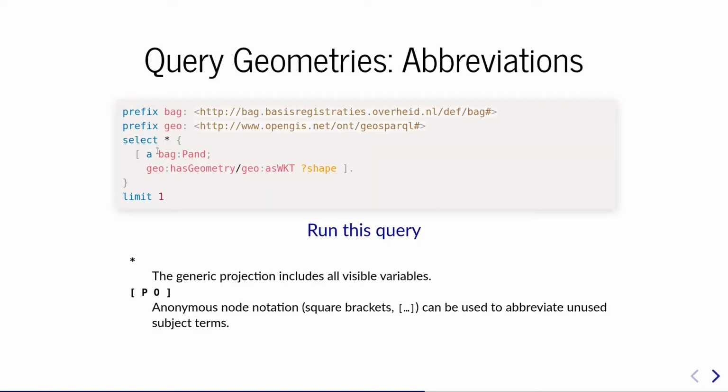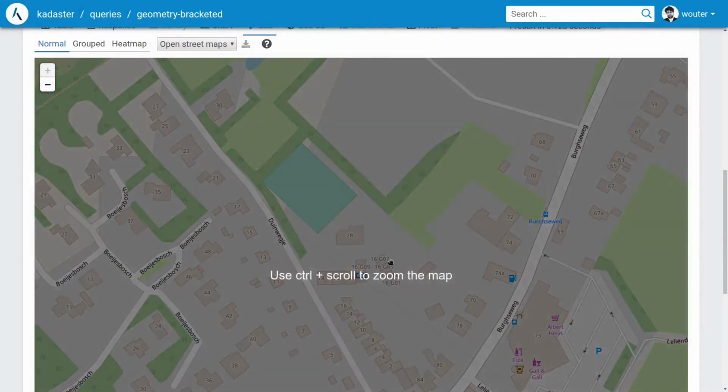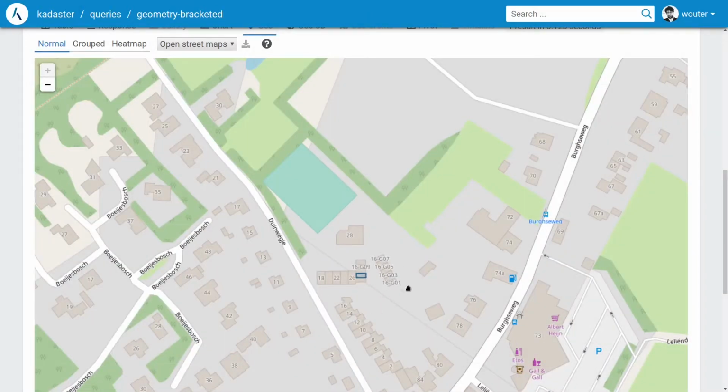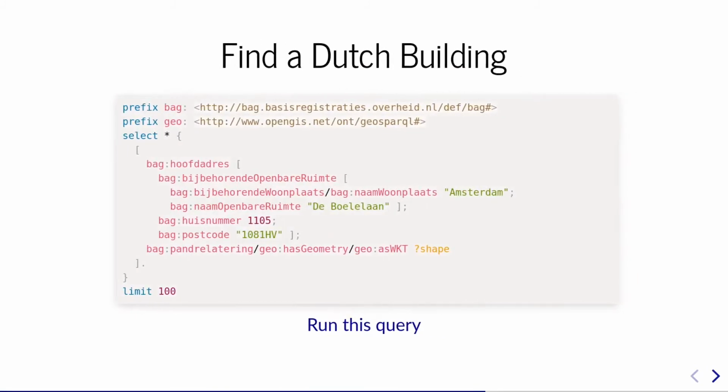Now, with these three modifications or three abbreviations, so with the generic projection star, with the anonymous node square brackets, and with the forward slash abbreviation, we have exactly the same query, returning us exactly the same result. So again, an arbitrary building in the Netherlands. However, we can do so with a significantly shorter and easier to maintain query. Now we're ready to go to the next query, where we use all of these abbreviations several times. And this is a more complex SPARQL query.